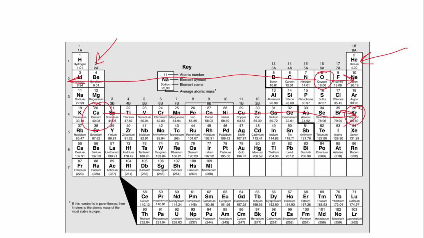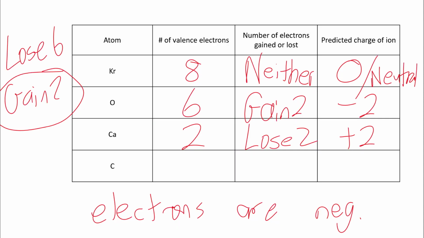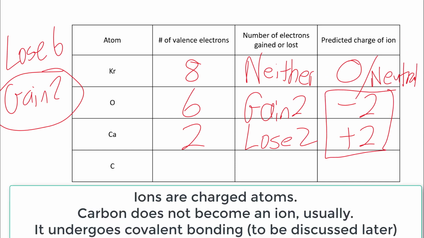And then lastly, there's carbon. Carbon is one of these weird atoms where it can't decide whether it wants to gain 4 electrons or lose 4 to become like helium. So it doesn't play this game of becoming an ion. An ion is a charged atom. It doesn't become a charged atom. So it has 4 valence electrons, but it neither loses nor gains electrons. It doesn't become a charged atom at all. You can't write 0. You have to write NA. Doesn't apply. Not applicable to this question.